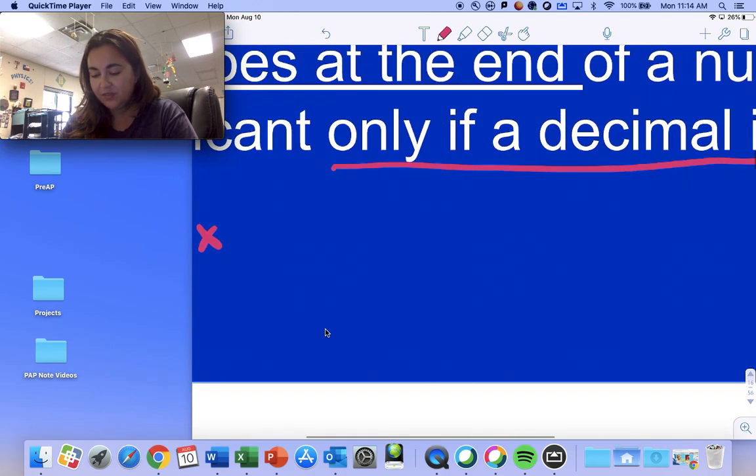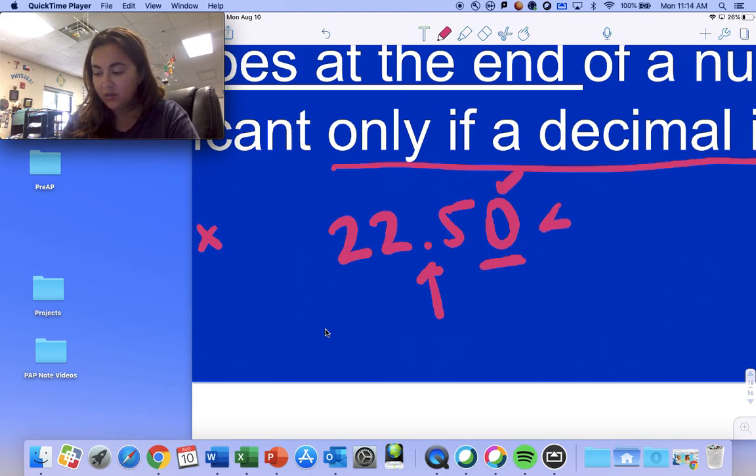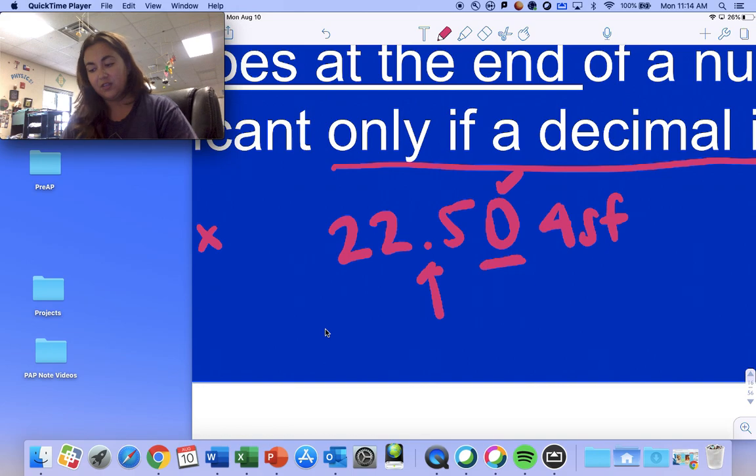But let's say we have something like 22.50. This 0 is at the end of the whole number, and there is a decimal in this number. So this 0 is significant. So in total, we have 4 significant digits in this number.